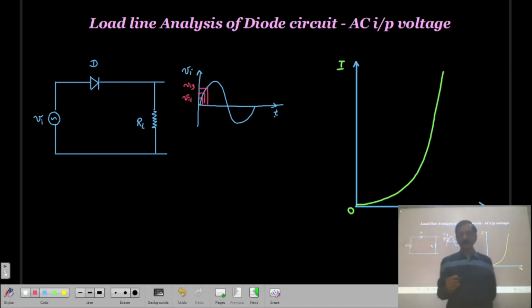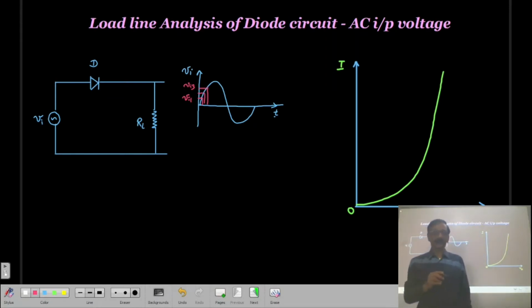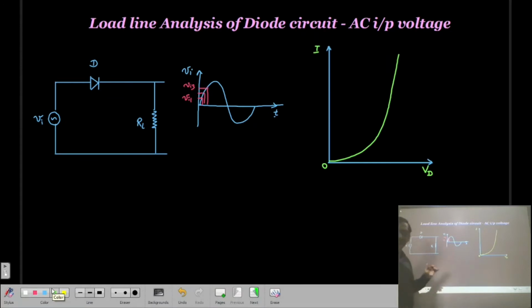Now, for these different voltages, I want to find out the current. Then I have to draw a load line. So how can we draw the load line? Whatever technique we have discussed for the DC voltage, the same way you can draw this line. Suppose I want to find out the current for Vi1. Then for Vi1, I have to draw a load line.